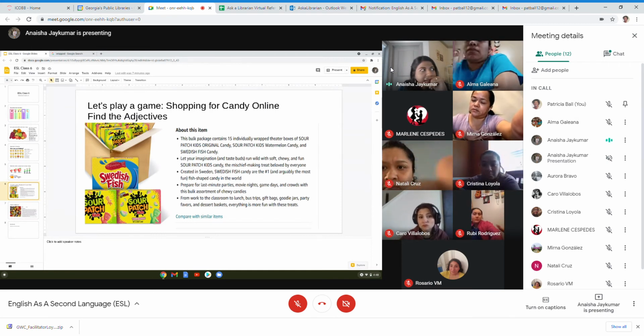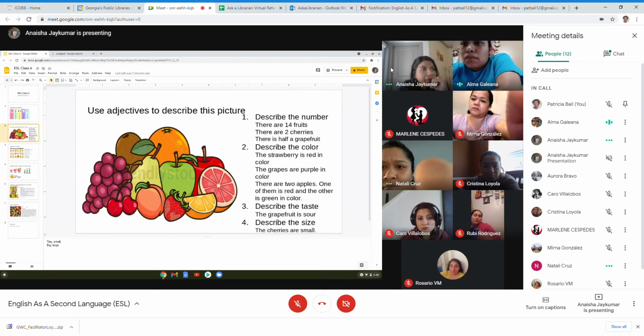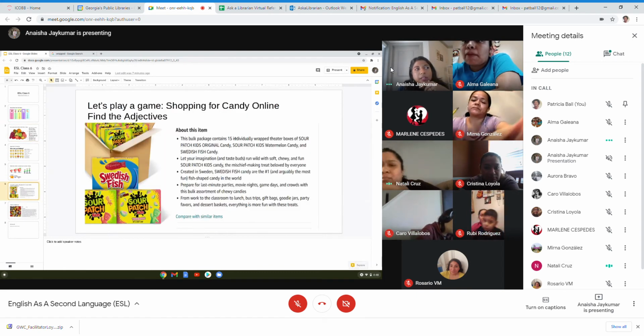So remember here, we said there are 14 fruits, there are 2 cherries, and a watermelon. We were counting. Is 15 an adjective? Yes, we are describing it. So 15 is an adjective.